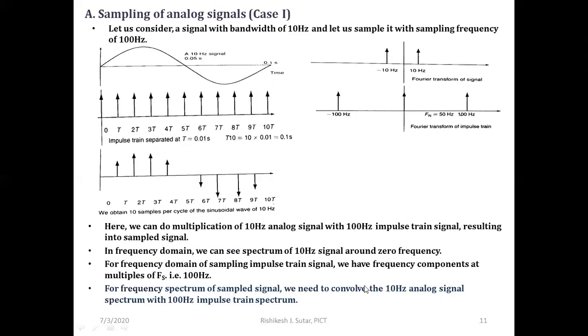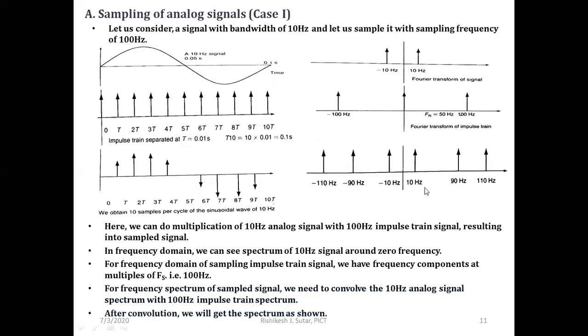For the frequency spectrum of the sampled signal, we need to convolve the 10 Hz analog signal spectrum with the 100 Hz impulse train spectrum. It means that in time domain, we are multiplying the analog signal with the impulse train so as to get the sampled signal. So in time domain we are doing multiplication. That is why we need to convolve the spectrum of the analog signal with the spectrum of the impulse train signal so as to get the spectrum of the sampled signal.